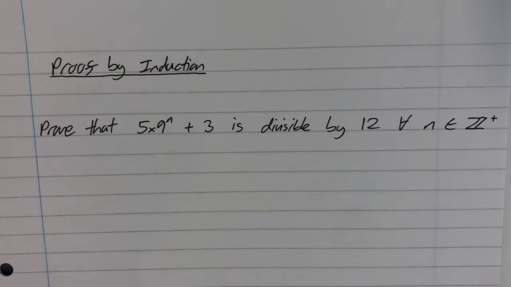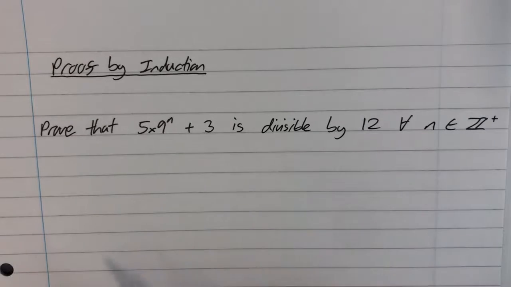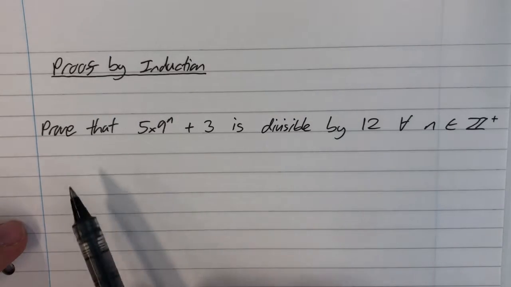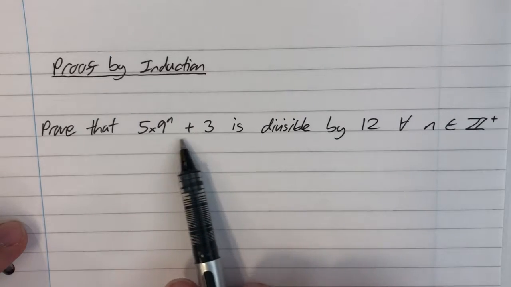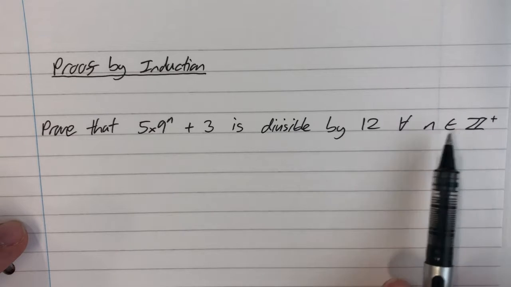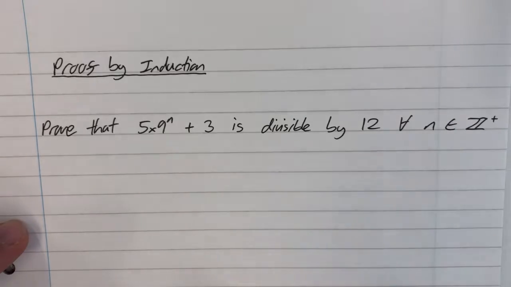Okay, today we're going to be looking at proof by induction, and this is new to the MEI specification for A-level further maths because it's divisibility. In previous years we've only had to deal with series and recurrence relations. This is divisibility. So we're going to prove by induction that this expression in terms of n is divisible by 12 for all positive integer n. Okay, so the expression here is 5 times 9 to the power n plus 3.